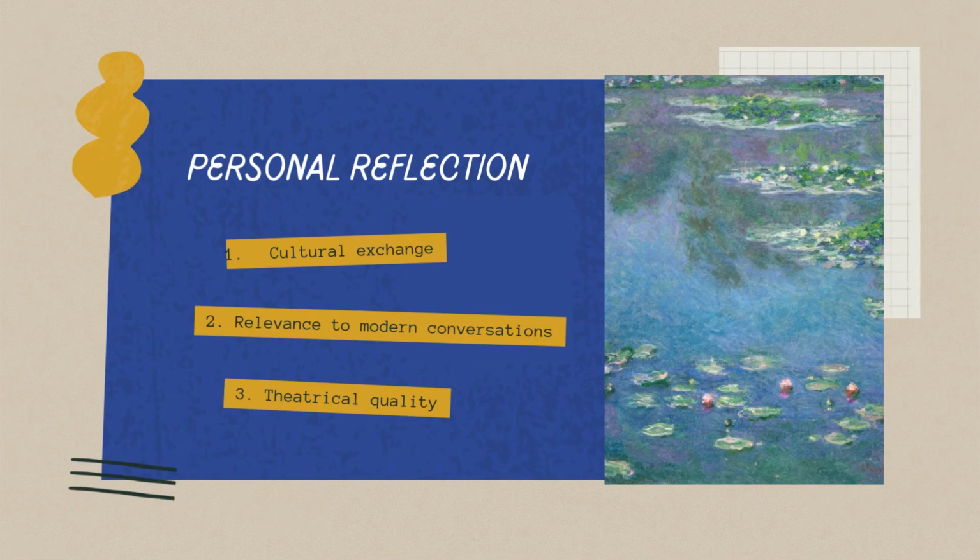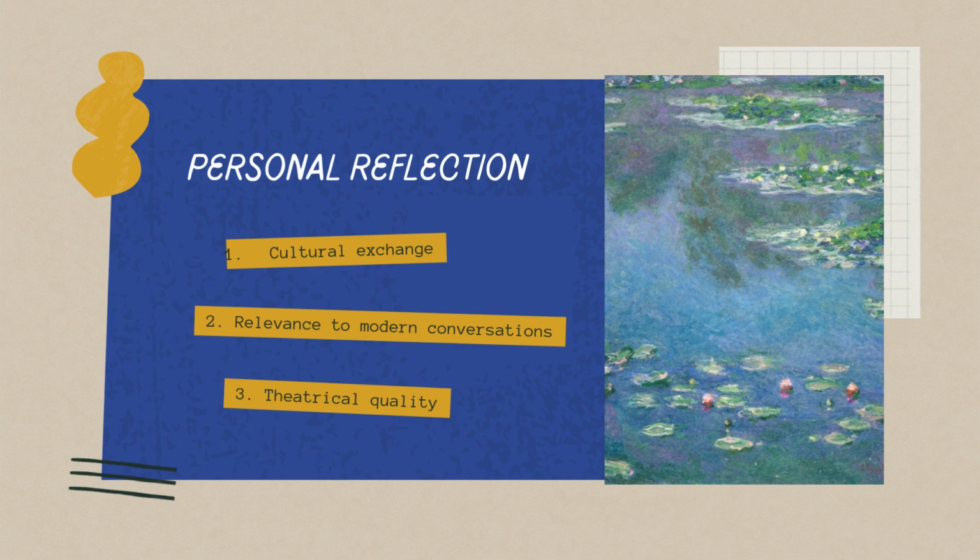So, at last, we're going to talk about our personal reflection. First, I'm going to talk about why we chose this piece. First of all, it's about cultural exchange. La Japonaise is a perfect example of cultural exchange because it encapsulates the Western fascination with Japanese art during the time when Japan was just opening up to international trade. This painting highlights how these influences were not just absorbed but reinterpreted in a European context, showing how art evolves through intercultural dialogue. So the cultural exchange part really reflects what we learned in this class.